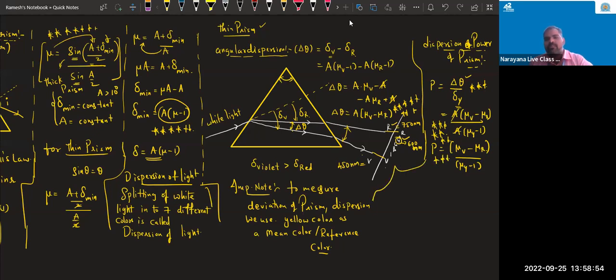Which prism is having more dispersion? Tell me. See, this is having more dispersion. Which is having more dispersive power? It should have more angular dispersion. So this prism is having more angular dispersion. Yes, sir. So this is having more dispersive power, or maximum dispersive power.